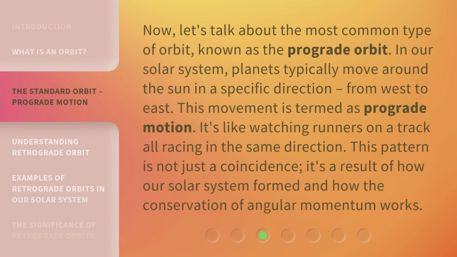Now, let's talk about the most common type of orbit, known as the prograde orbit. In our solar system, planets typically move around the Sun in a specific direction, from west to east. This movement is termed as prograde motion. It's like watching runners on a track all racing in the same direction. This pattern is not just a coincidence. It's a result of how our solar system formed and how the conservation of angular momentum works.